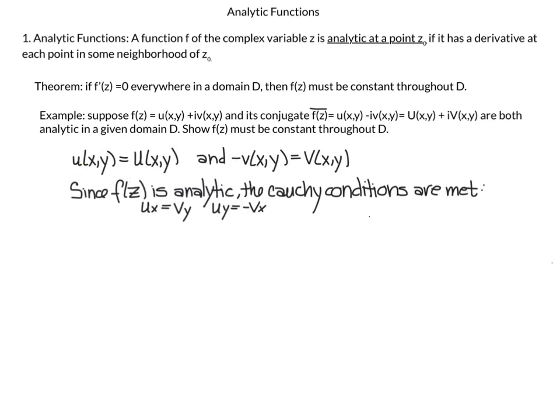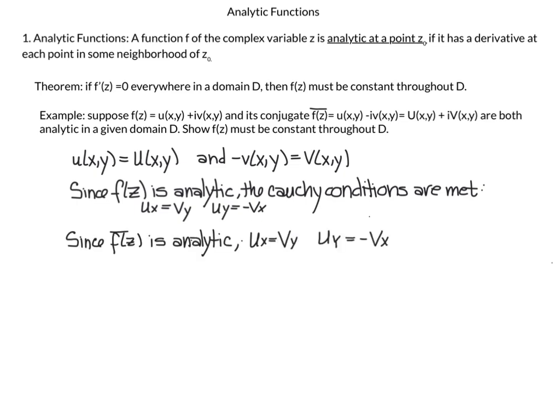What we have then is u of x y is equal to capital U of x y, since it's the complex conjugate and the real parts are equal. And then minus v of x y is equal to capital V of x y, since it's the complex conjugate and the v gets negated. Now, since f of z is analytic, the Cauchy-Riemann conditions are met. That is, the partial derivative of u with respect to x is equal to the partial of v with respect to y, and the partial of u with respect to y is equal to negative partial of v with respect to x.